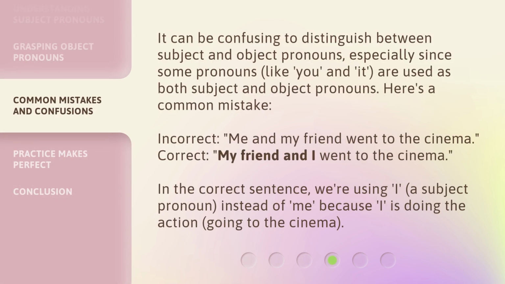It can be confusing to distinguish between subject and object pronouns, especially since some pronouns, like you and it, are used as both subject and object pronouns. Here's a common mistake. Incorrect: Me and my friend went to the cinema. Correct: My friend and I went to the cinema. In the correct sentence, we're using I as the subject pronoun instead of me, because I is doing the action, going to the cinema.